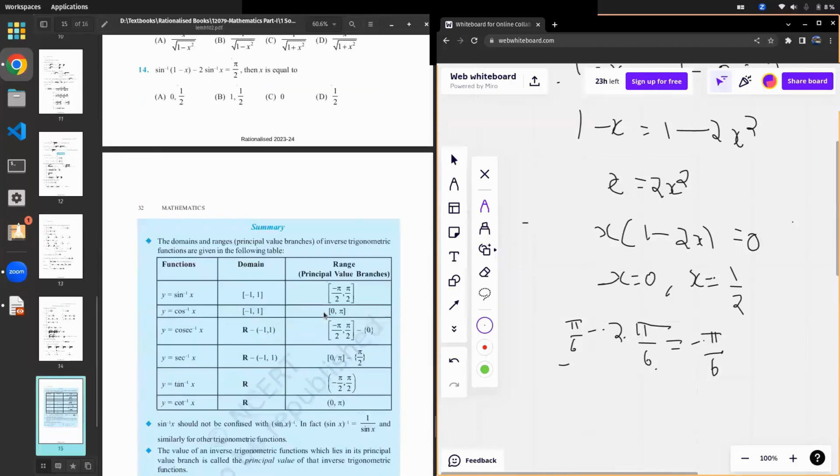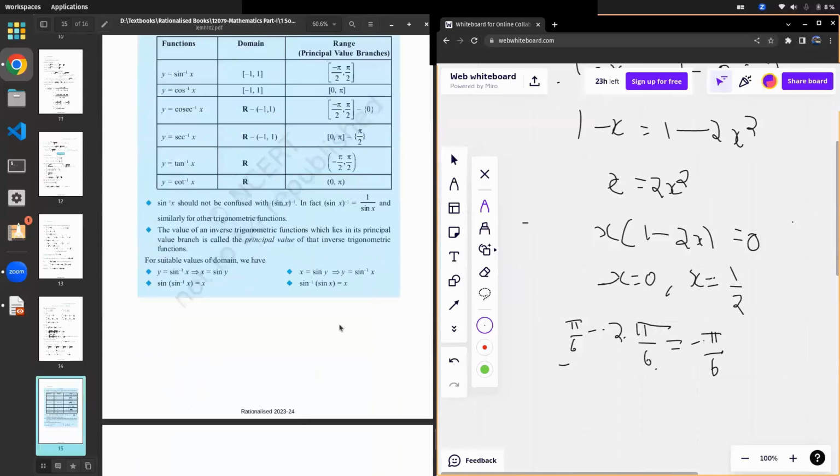So this is the end of the exercises in inverse trigonometric functions.